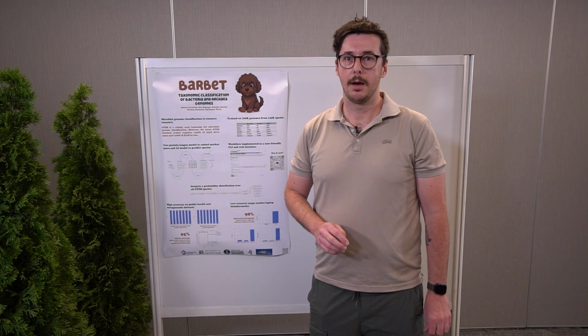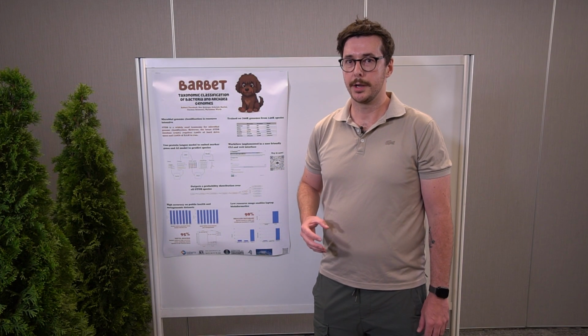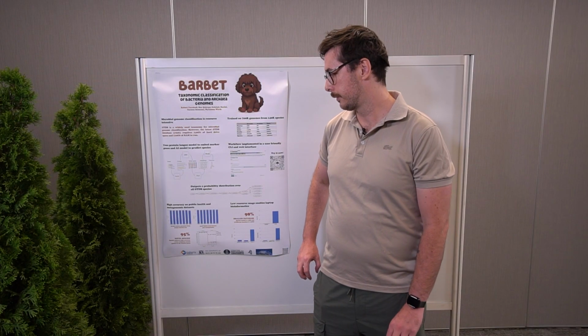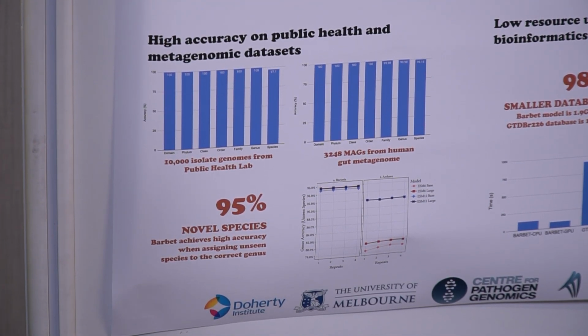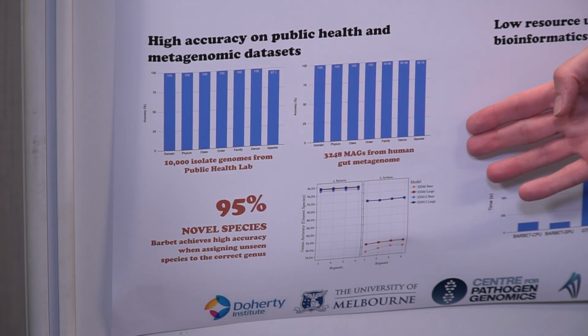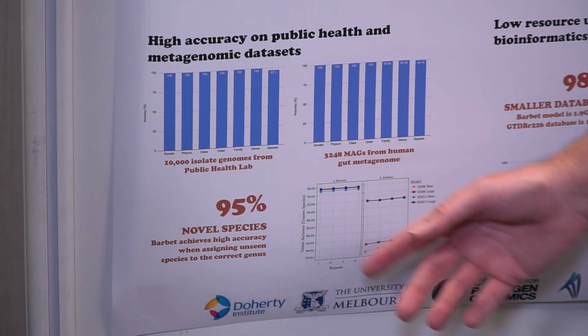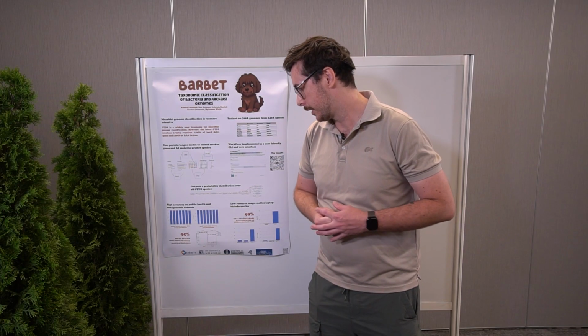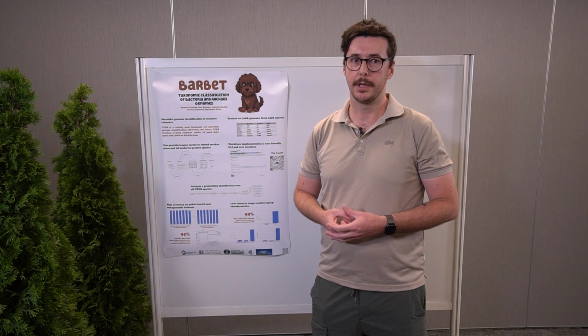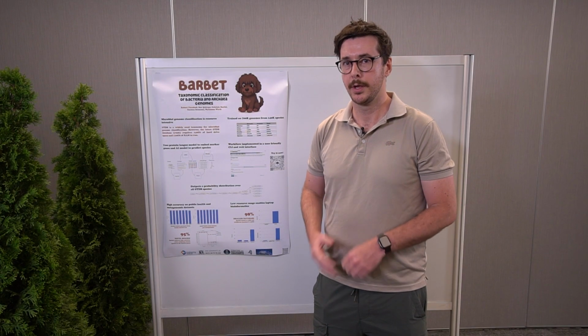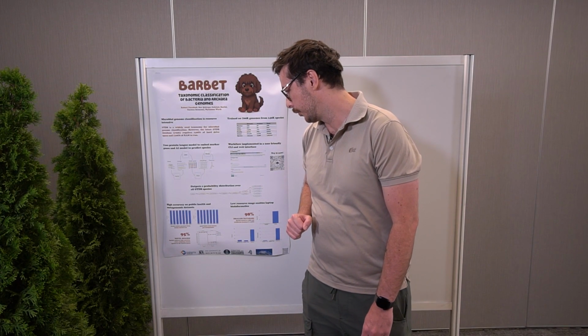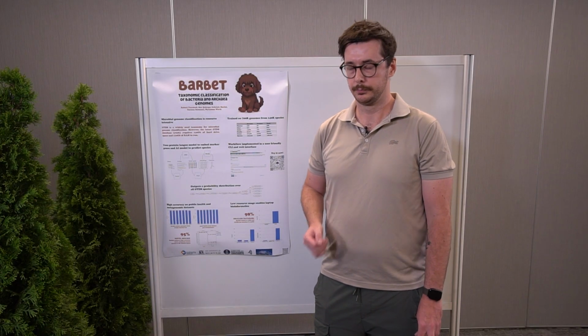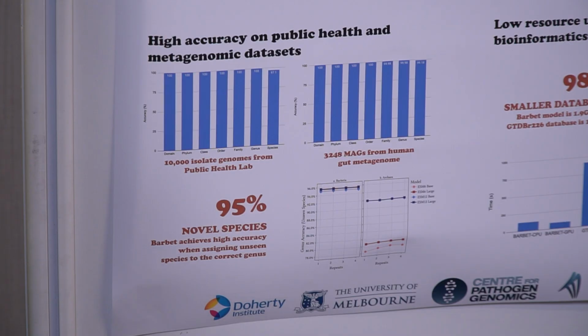We benchmarked this method on several different publicly available data sets, including 1,000 genome isolates from a public health lab and over 3,000 metagenome assembled genomes from a human gut microbiome. The model achieved significantly high accuracy. In the public health data set, we were able to achieve 99% accuracy compared to GTDB-Tk, and in the human gut samples, we achieved 97% accuracy. For novel species, that is species that the model hasn't seen at all, we were able to achieve 95% accuracy at the genus level.